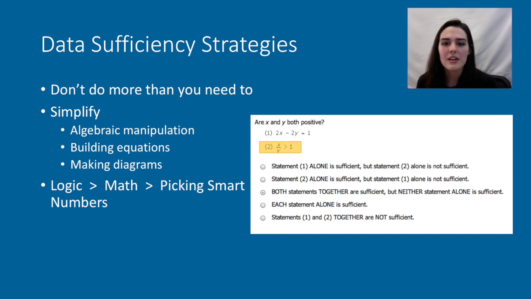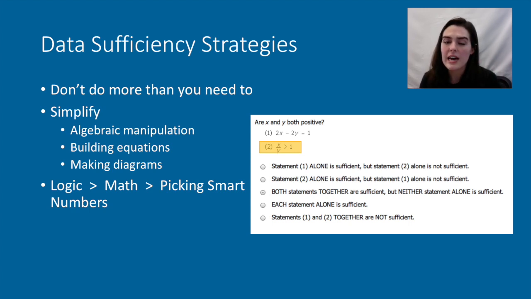We want to maybe go in and pick values where x and y are not both positive. Maybe one where x is positive and y is not positive, right? Maybe an example where x and y are both negative. And then we're going to want to confirm by picking x and y both being positive. So we're going to want to pick values where we can get yes, x and y are both positive, and no, x and y are not both positive.